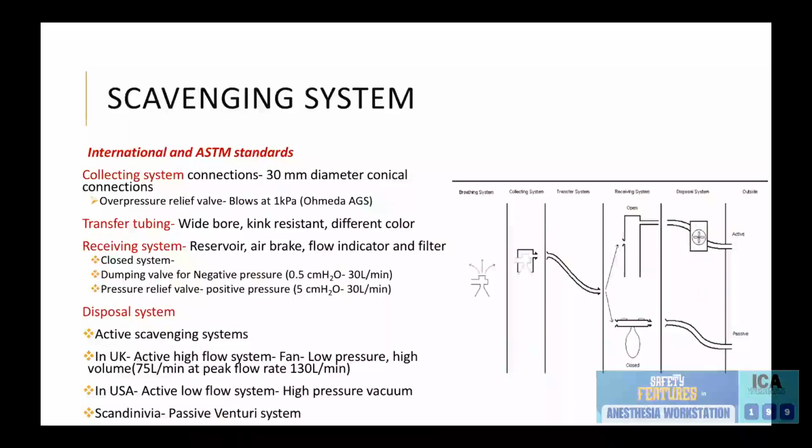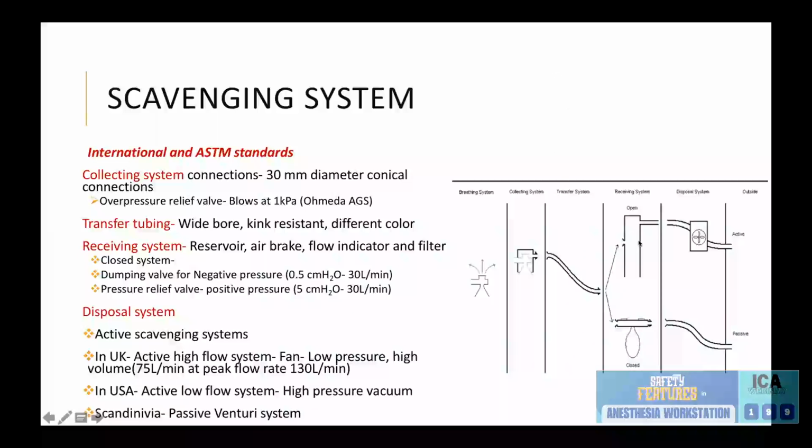Coming on to the scavenging systems. Scavenging systems have a collecting system, a transfer tube, a receiving system, and a disposal system. So collecting tubes are different. Their diameter is not 15 or 22, it is 30 millimeters, with a conical connection. And they have a pressure relief valve, which in Omeda machine opens at 1 kilopascal. Then the transfer tubings are wide bore, kink resistant, and of a different color.